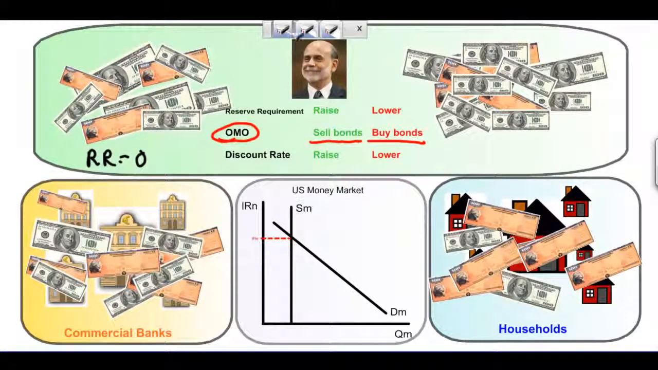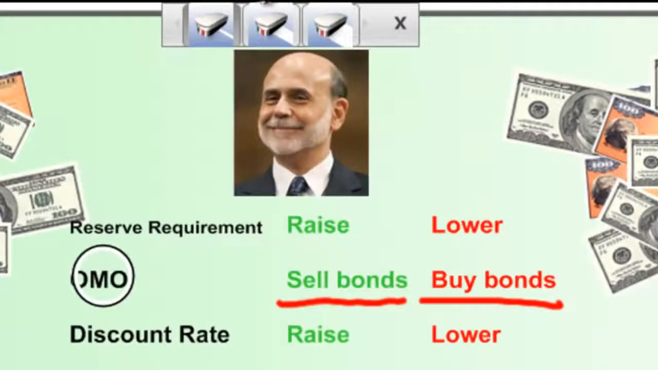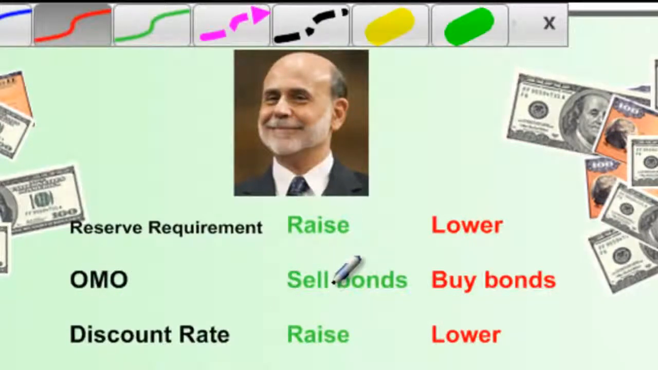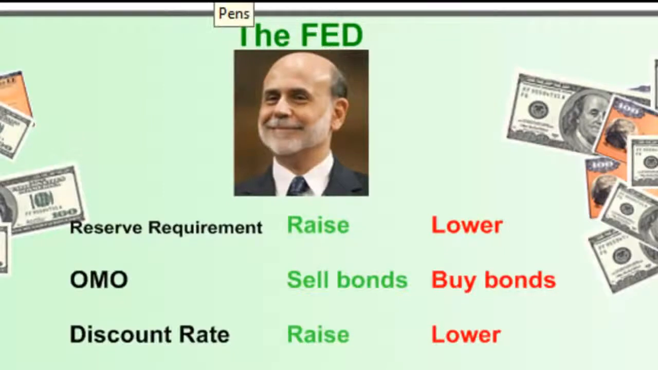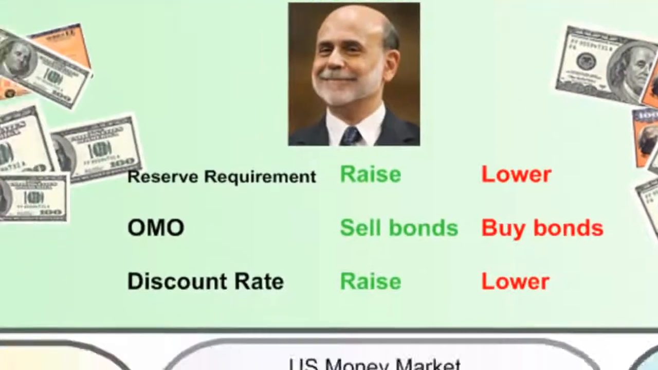The final tool of monetary policy is known as the discount rate. The discount rate is defined as the interest rate on short-term loans from the Federal Reserve to commercial banks. Now, why would a commercial bank want to borrow money from the Federal Reserve? Wouldn't a bank prefer to borrow from another bank in the economy? Generally speaking, yes, but the Federal Reserve is known as the lender of last resort.